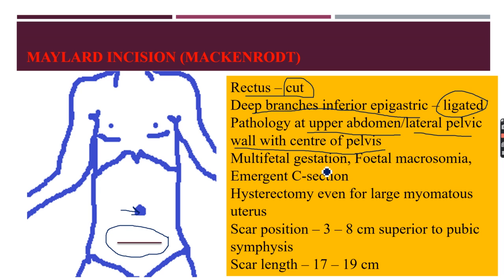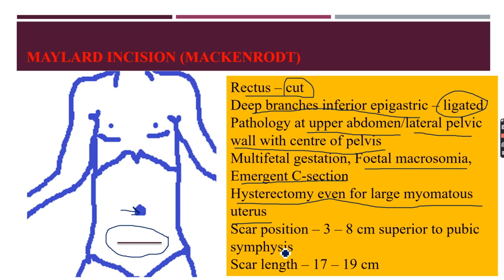Like here you can see if the patient is having multi-fetal gestation, or if there is fetal macrosomia, or whenever an emergent cesarean section is required, this Millard incision should be preferred instead of Venesteen. And through this Millard incision, the hysterectomy can be done even for large myomatous uterus. Scar position is 3 to 8 centimeters superior to pubic symphysis, and scar length is around 17 to 19 centimeters. I have already told you.